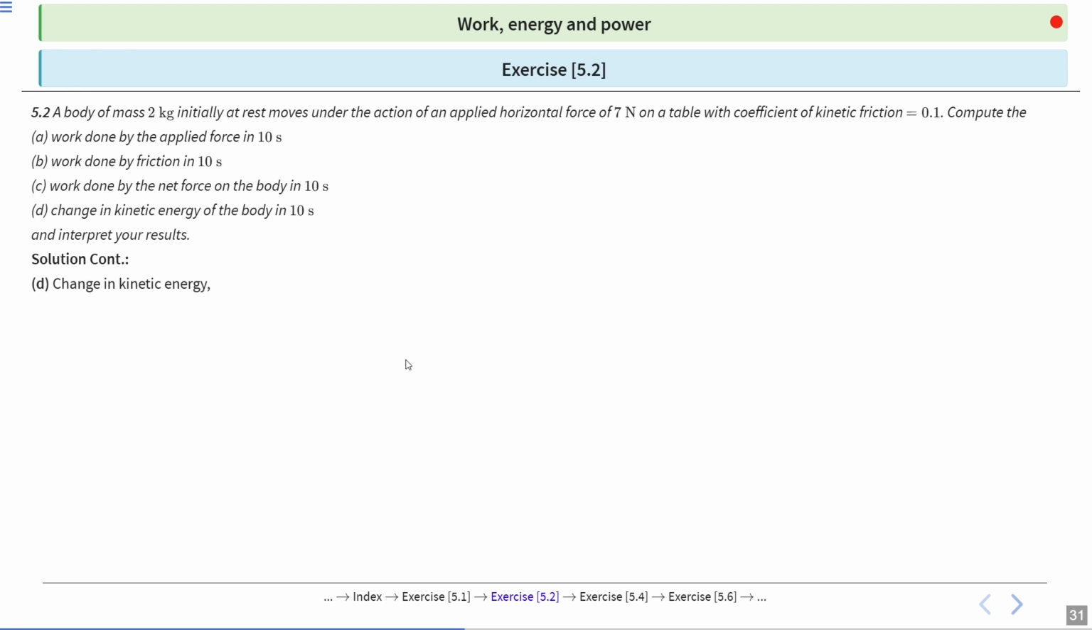Now change in kinetic energy is final kinetic energy minus initial kinetic energy. Final kinetic energy is half m v square, because here speed is the final. Initial kinetic energy is half m u square. When we solve this, 1 by 2 m is common, so the remaining term is 1 by 2 m into v square minus u square.